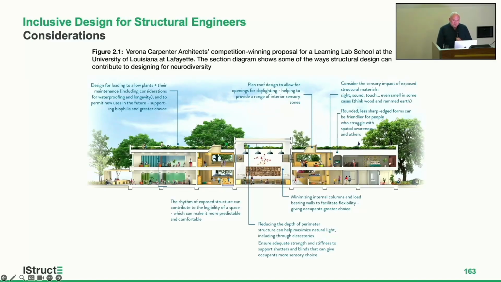Reducing the depth of perimeter structure can help maximize natural light, absolutely. And it's also about potentially stiffening up the edges of things like slabs, where we can then start to incorporate bigger openings, for instance, or bigger windows and things like that. But the rhythm of exposed structure can contribute to how well a space works, which can make it more predictable and comfortable.